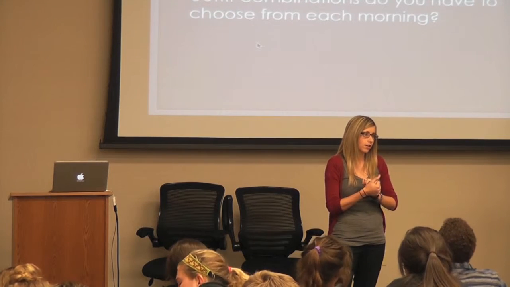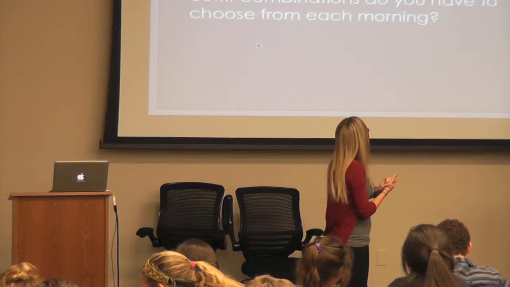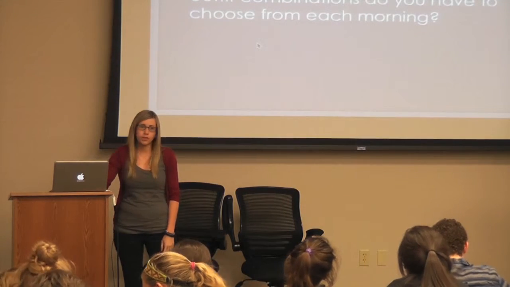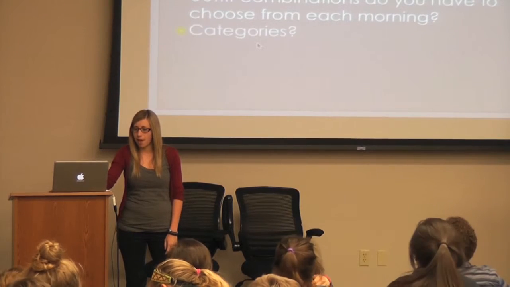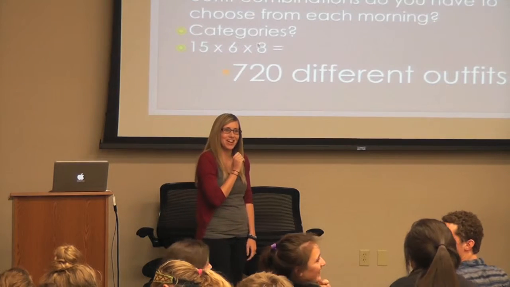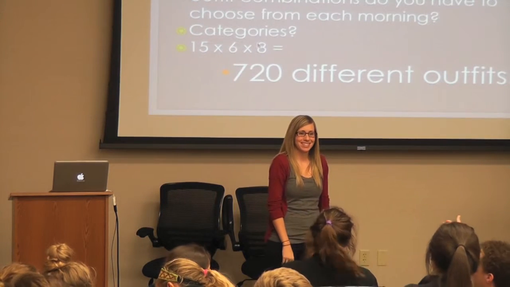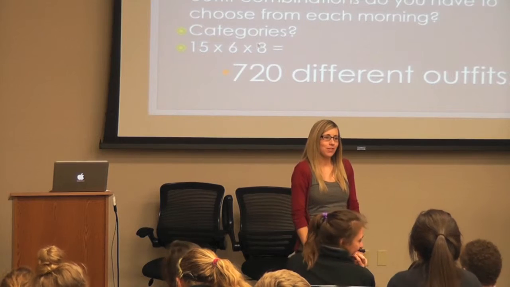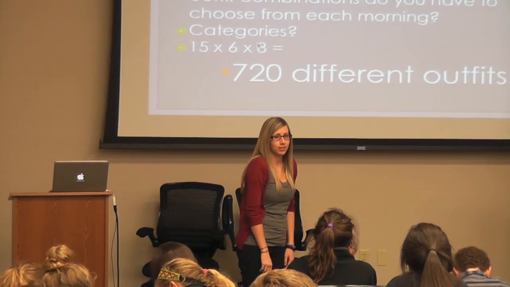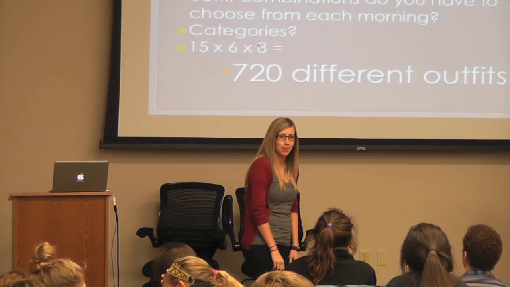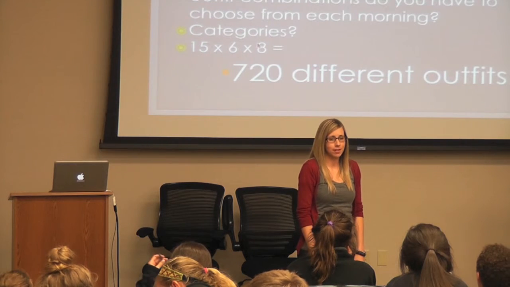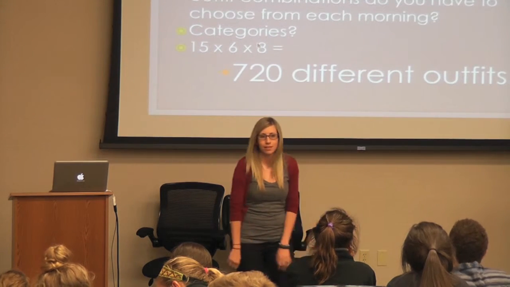How many shirts are there? 15. How many pants? 6. And how many shoes? 8. So what do we do with those 3 numbers? Multiply. So that means if you were looking at your closet, you would have 720 different outfits. Now they may not match, right? But I mean, you can't say that you don't have anything to wear because you would have 720 different combinations.